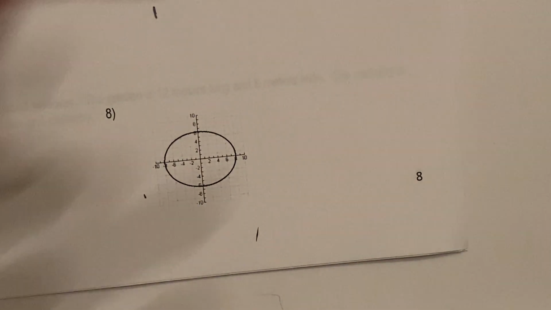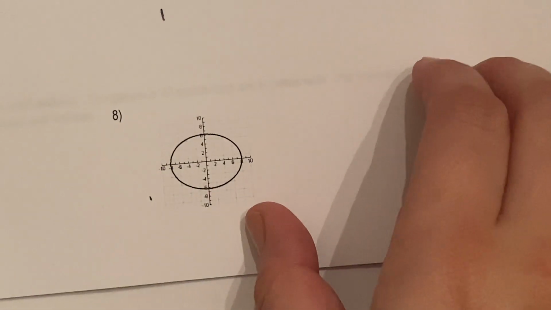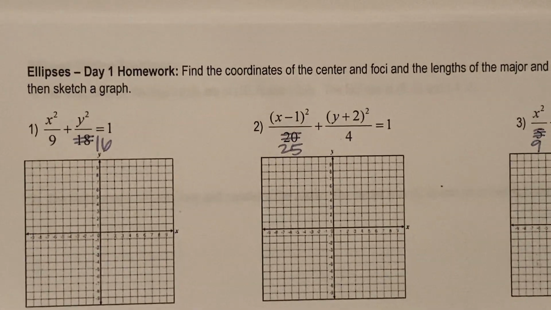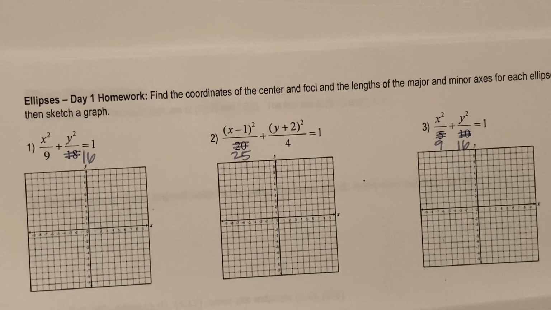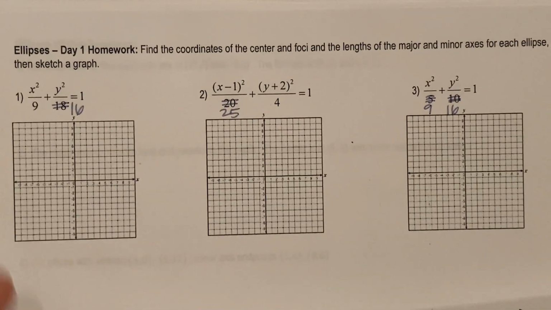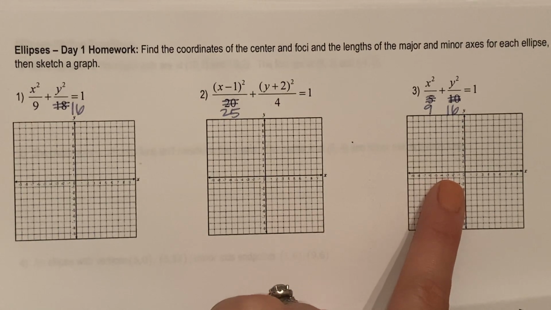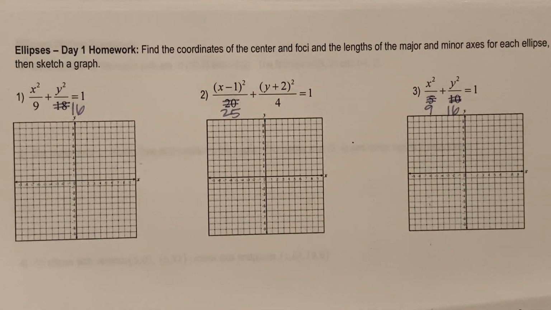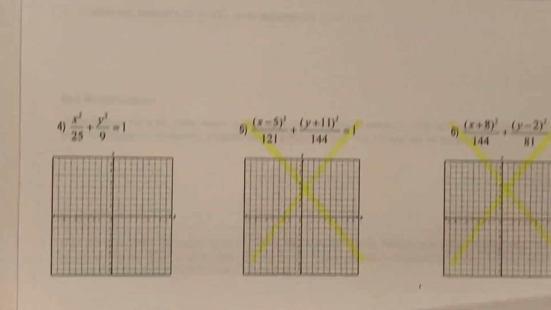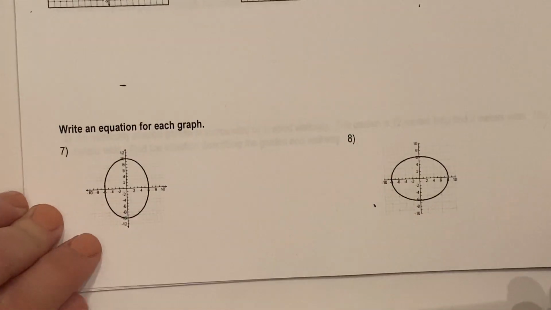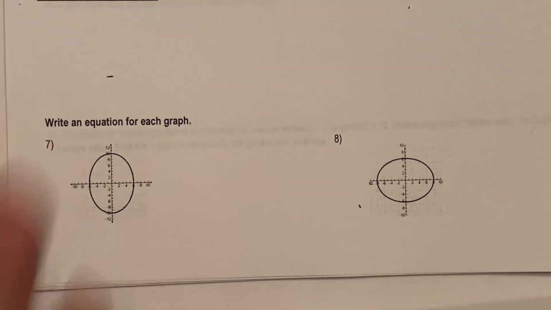Okay, now here's where things get weird. Your homework for this section is messed up. So go ahead real quick, pause the video so you can change the numbers on 1 through 3. I wanted to make them square rootable, obviously, or else you would have had a really fun time. Okay, 4 is good, just cross out 5 and 6. And then you're writing the equation for 7 and 8. All right, have a good time. Bye.